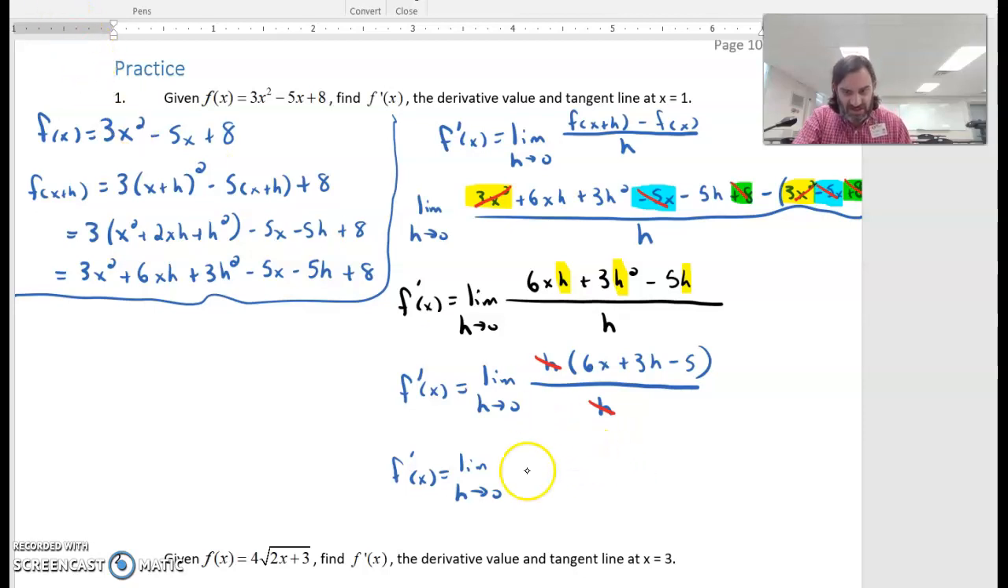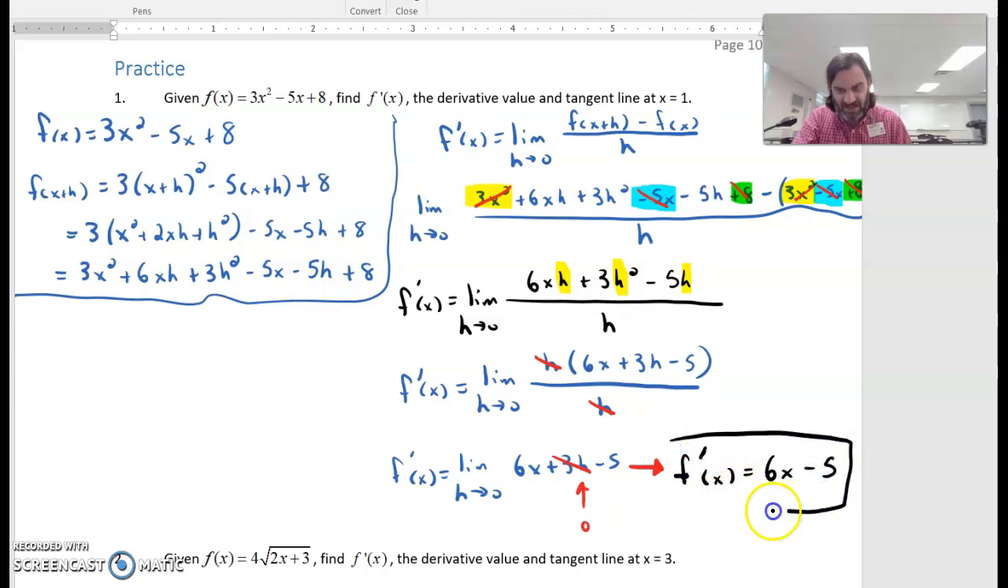6x plus 3h minus 5. And at this point, it is okay to let h be 0. If I do, it knocks out that middle term. So the derivative that we get after all this cleanup is f prime of x equals 6x minus 5. So that is the derivative. Now, after all that work, hopefully we did a good job, but now we want to find the tangent line, so let's work on that.